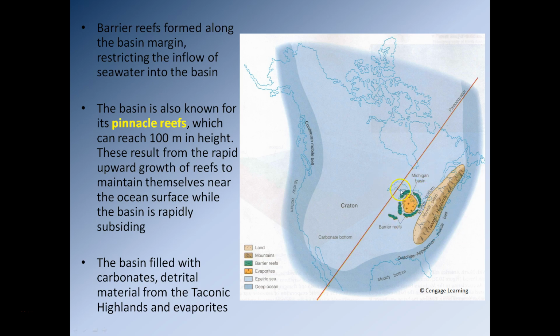Along the margins of this depression, we get the formation of lots and lots of reefs. The reefs build up along the margin of the basin that's forming, the Michigan Basin, and eventually those reefs slowly link up and form a continuous circle around the margin of the Michigan Basin, essentially isolating it from the rest of the epeiric sea. And that's going to become very important because it's going to restrict the inflow of seawater into this basin.